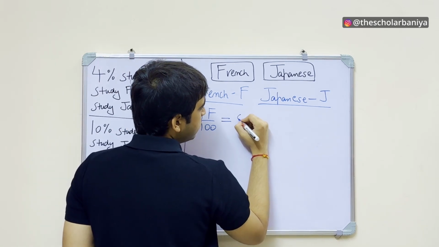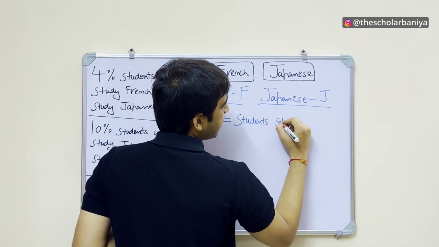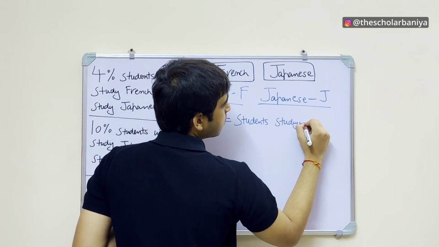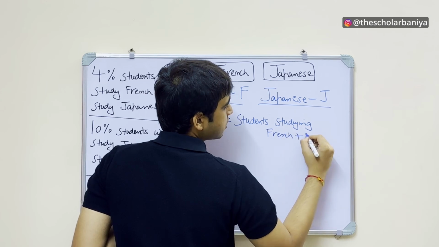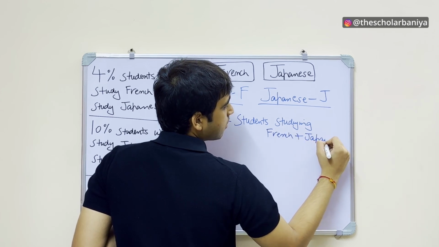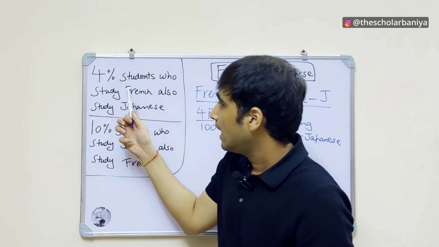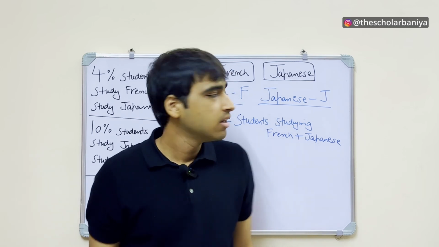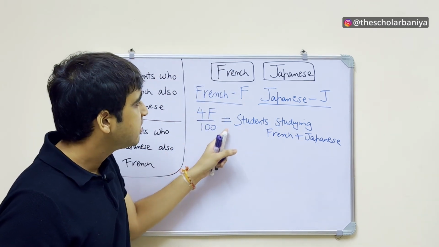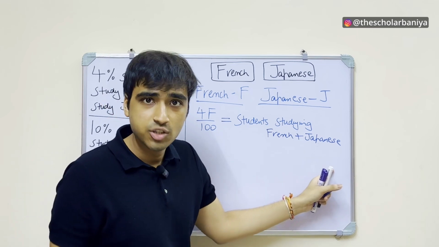So, students studying French plus Japanese. I hope this should be fine, because it is given that 4% of the students who study French also study Japanese. So 4F by 100 means these are the students who are studying French and they're also studying Japanese, right?